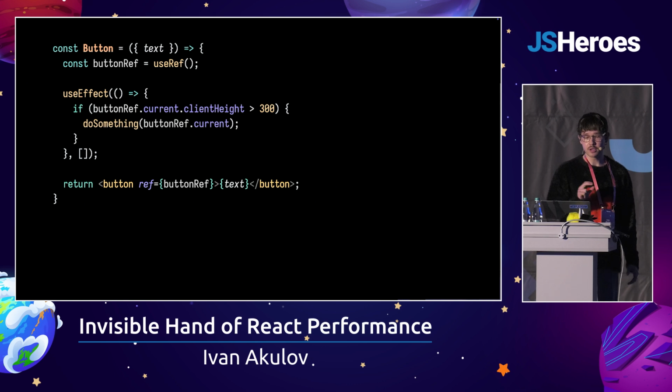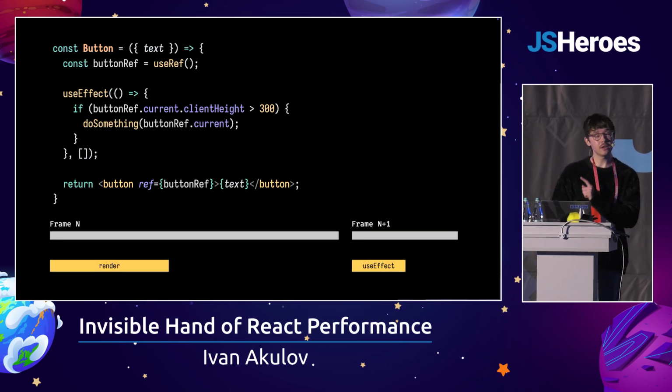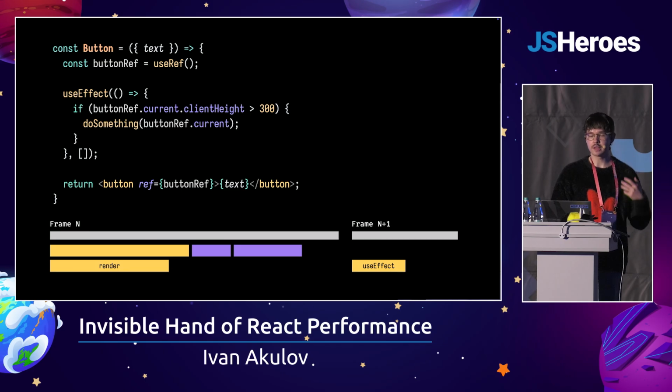So compare this to the component which uses useEffect. Unlike with componentDidMount, useEffect runs not in the same frame, but in the beginning of the next frame. And this changes everything performance-wise. Now, if I render a button first, React would render it, then the browser would compute the style and the layout, and then it would paint the result on the screen. And then only once all this is over, useEffect would run and would try to read from the layout.